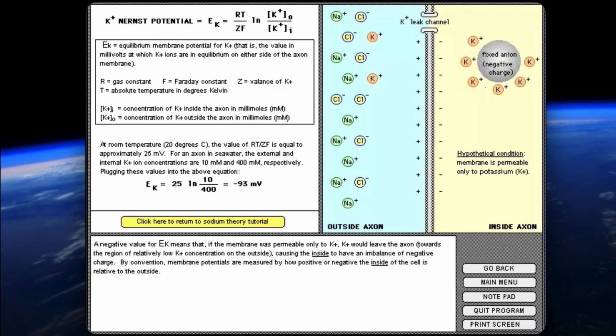A negative value for EK means that if the membrane was permeable only to potassium, potassium would leave the axon towards the region of relatively low potassium concentration on the outside, causing the inside to have an imbalance of negative charge. By convention, membrane potentials are measured by how positive or negative the inside of the cell is relative to the outside.